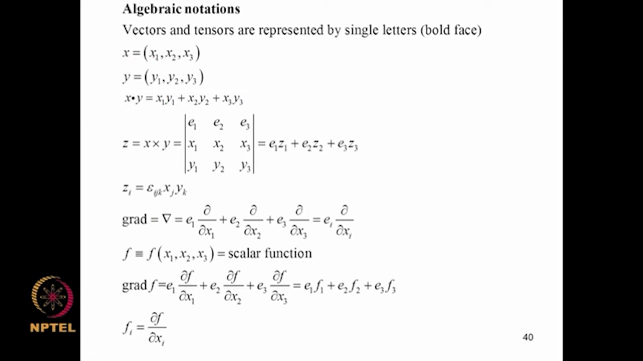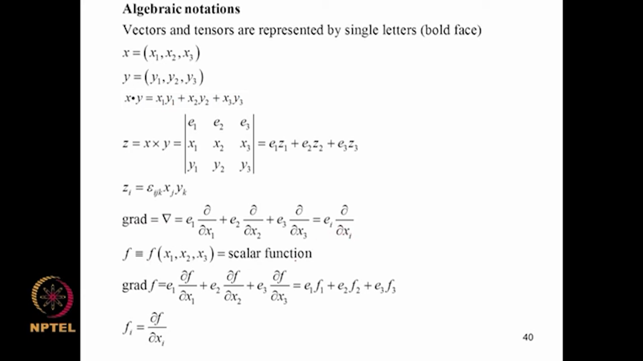suppose I have vectors with components x1, x2, x3 and y1, y2, y3. x dot y is x1 y1 plus x2 y2 plus x3 y3, and x cross y is given by this, and this is written as zi equal to epsilon ijk xj yk. Then grad, that is this inverted delta, is this operation e1 dou by dou x1 plus e2 dou by dou x2 plus this, it is written ei dou xi.